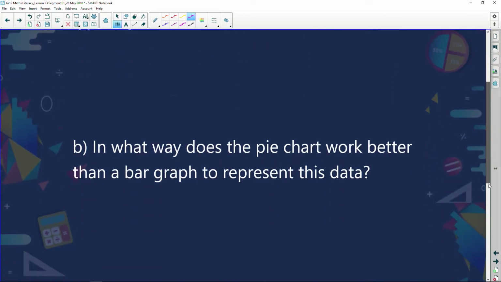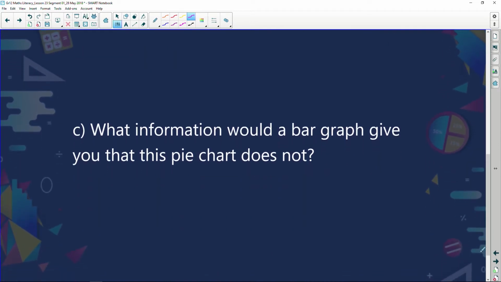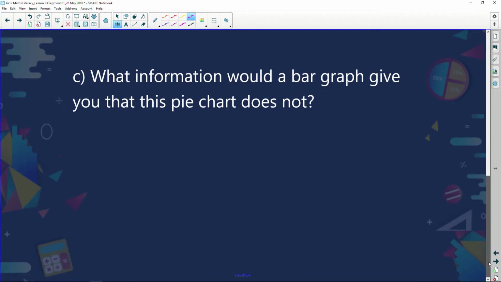Okay, moving on. The next question says this: what information would a bar graph give you that this pie chart doesn't? And we've done that.